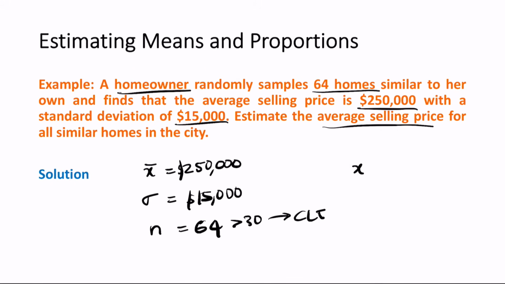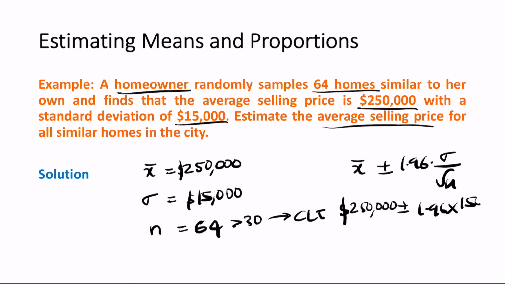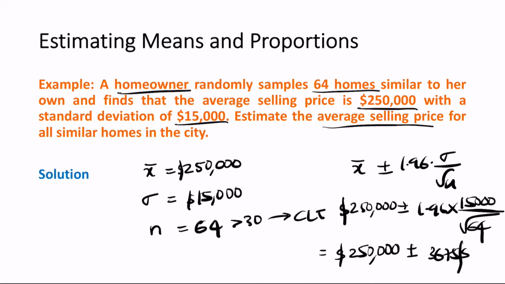So the estimation here is X bar plus or minus 1.96 into sigma by root n. So X bar is 250,000 plus or minus 1.96 times 15,000 by under root 64. So under root 64 is 8. So you have 1.96 times 15,000 divided by 8. So that gives you a value of $250,000 plus or minus $3,675.